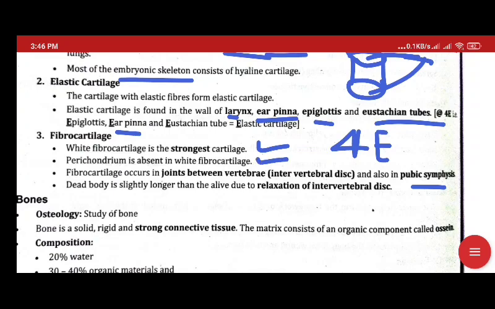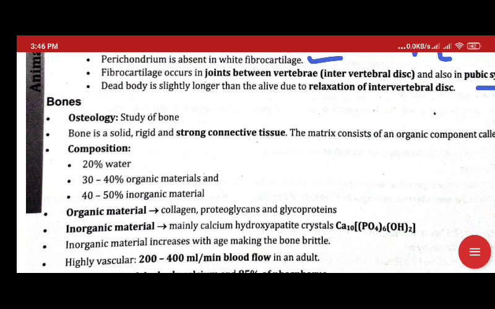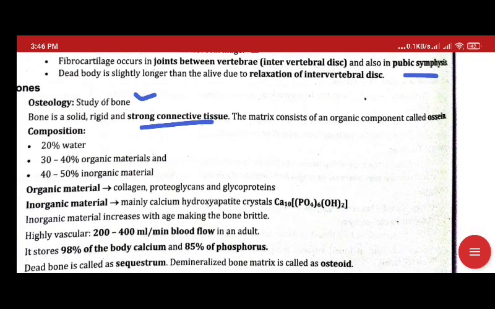Now we have bone. From cartilage we have developed bone due to deposition of calcium. So the study is called osteology. Bone is the strongest connective tissue, and here also it contains matrix. That matrix compound is called osein. The matrix consists of what, organic compounds like water, calcium phosphate, or lipids.